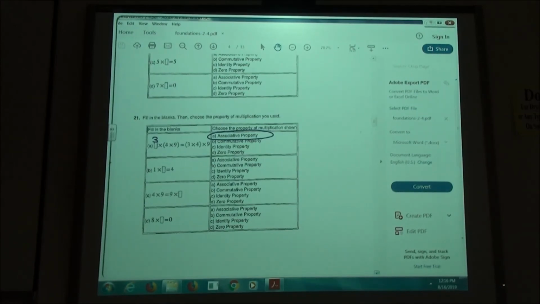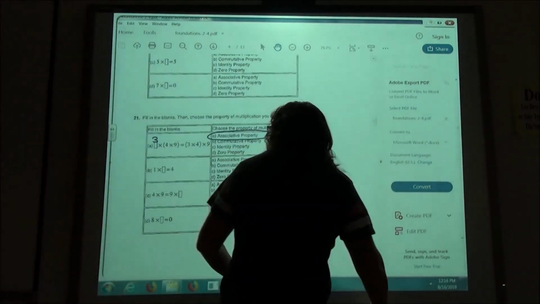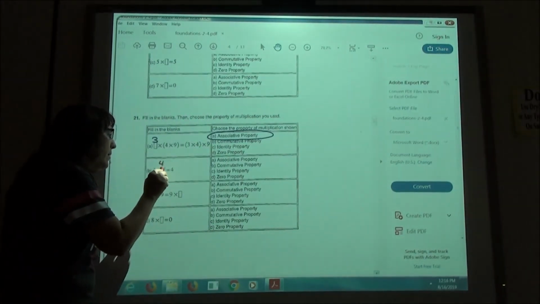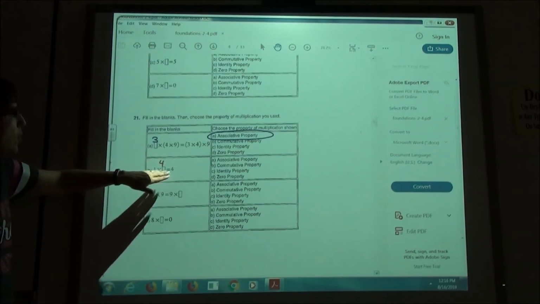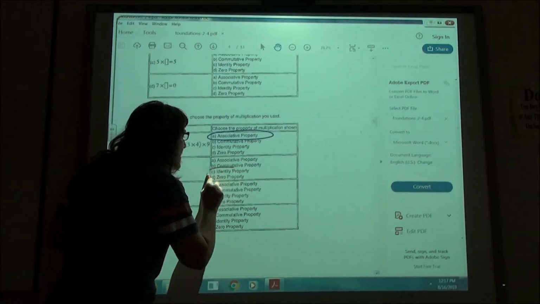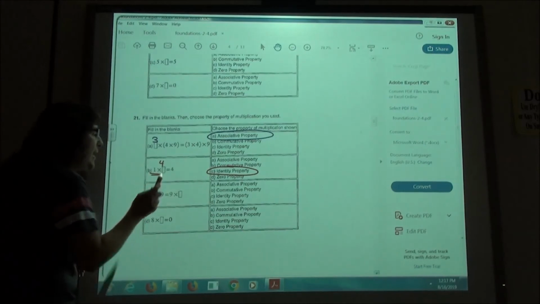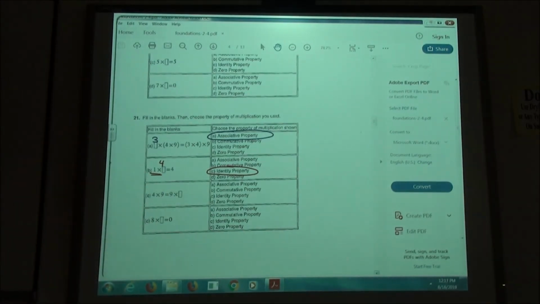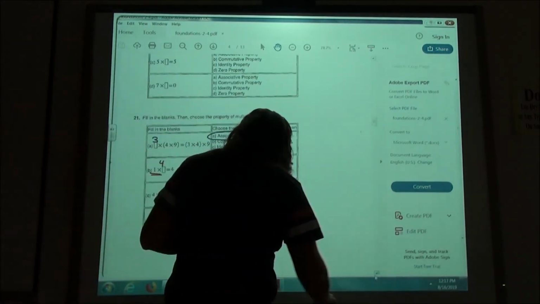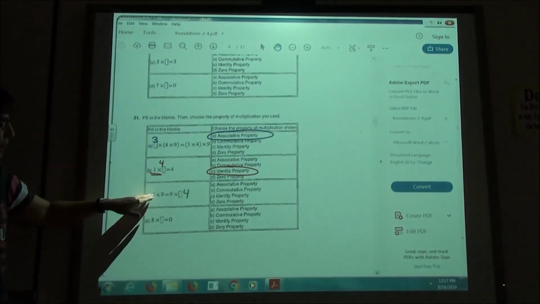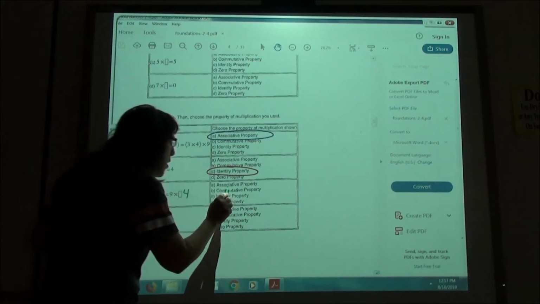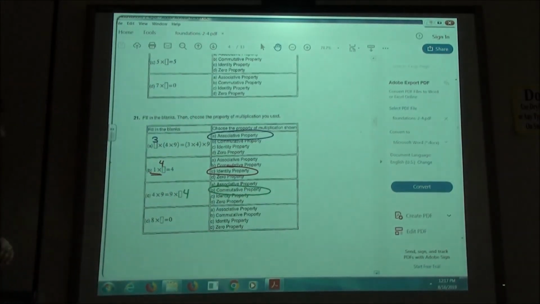The next one, 1 times what equals 4? Well, we know that 1 times 4 equals 4. And if I'm looking at what times 1 times 4 equals 4, that's going to be my identity property because I'm taking something times the number 1. The next one, 4 times 9 equals 9 times what? 4 times 9 would equal 9 times 4. I switch the order around. 4 times 9 equals 9 times 4 is my commutative property.